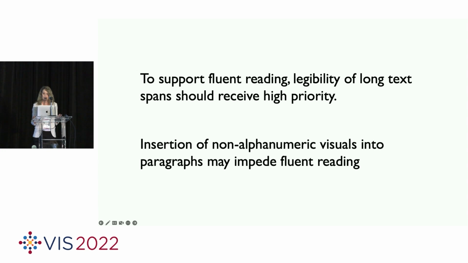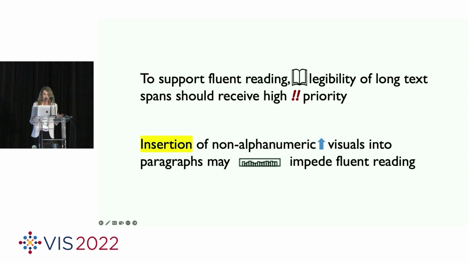So to summarize this point, oh wait, let me fix this. All right. To summarize this point, to support fluent reading, legibility of long text spans should receive high priority. Insertion of non-alphanumeric visuals into paragraphs may impede fluent reading.